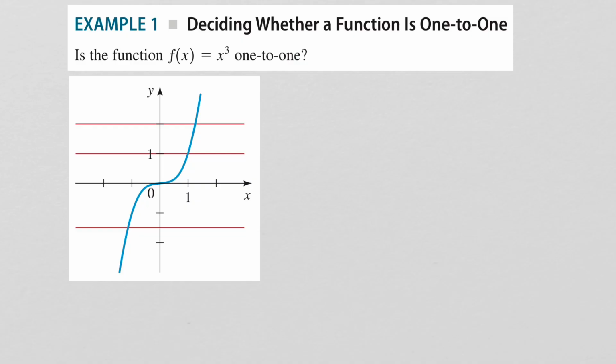Now, another way to think about this is if x1 is not the same as x2, then f of x1, which would be x1 cubed, would not be the same as x2 cubed, which would be f of x2, right? Because if two numbers are different, when you cube those numbers, you get different values. So this is a more algebraic way to understand why it is one-to-one. But again, the horizontal line test is the easiest way to determine this.